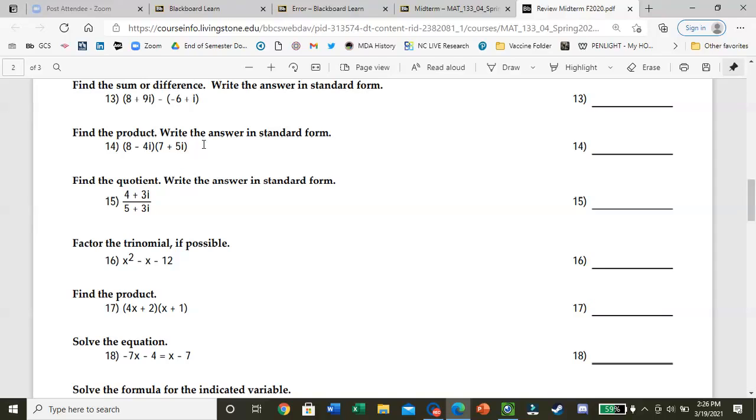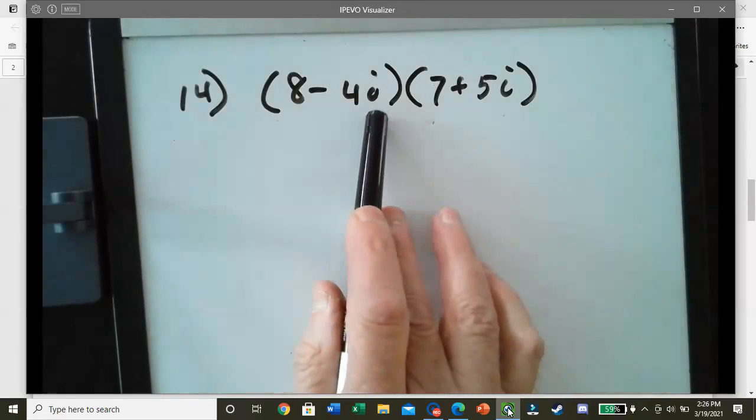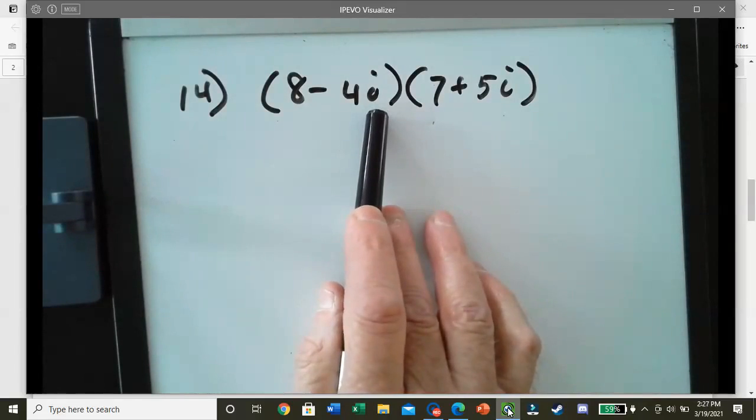14. Okay, we got 8 minus 4i times 7 plus 5i. And so basically we FOIL, just like if I were an x, just like I were a variable, but i is not a variable because you can't substitute something in for it.